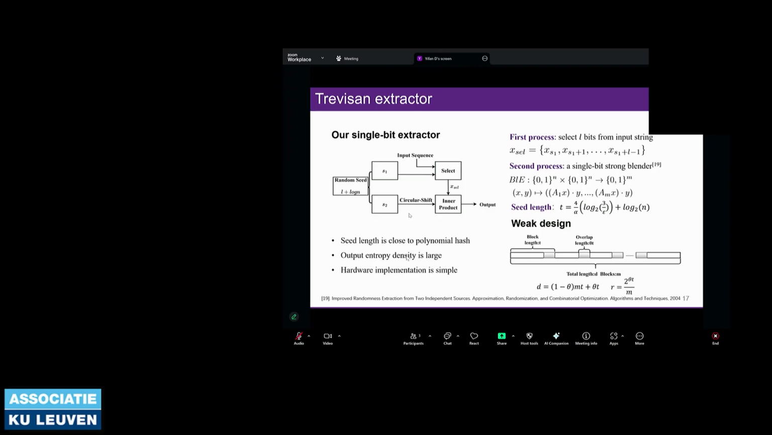To compare the performance of 3 single-bit extractors, we utilize the unified weak design. The weak design used in this work simply splits the seeds and overlaps the initial part of the latter section with the final part of the former section. We label the ratio of the overlap length to the seed length as theta.